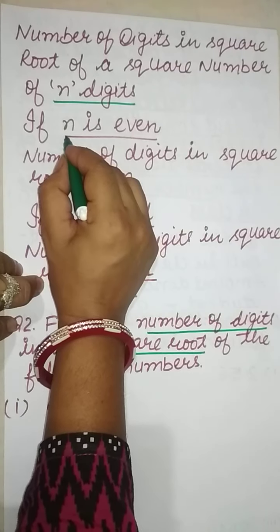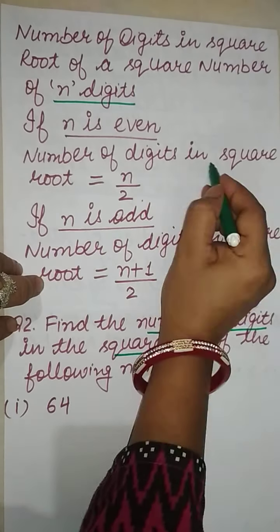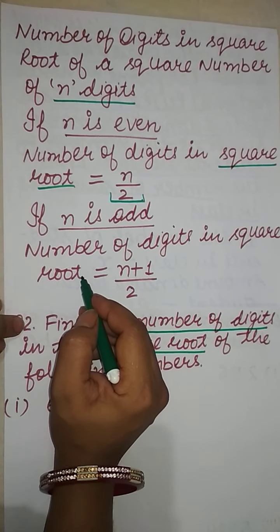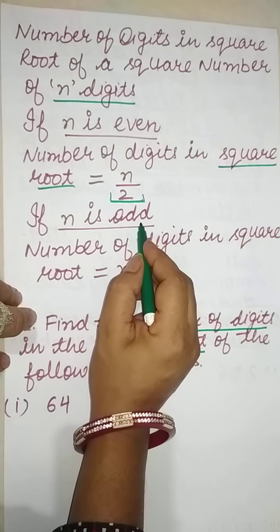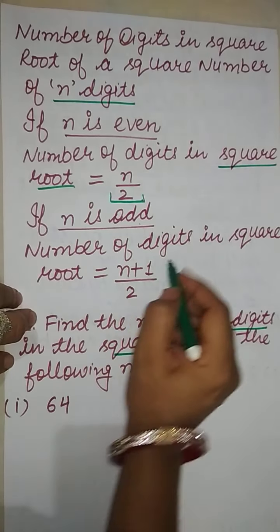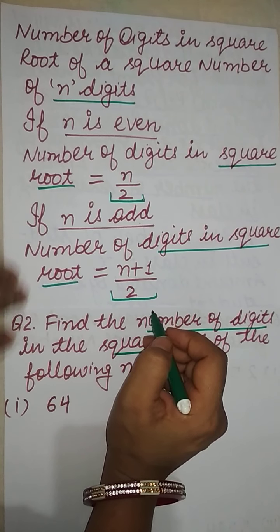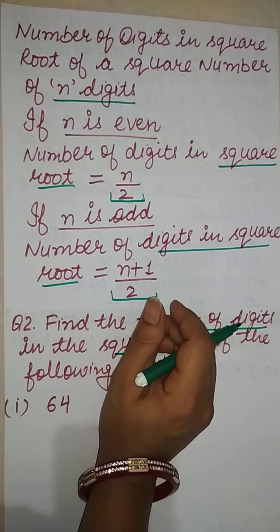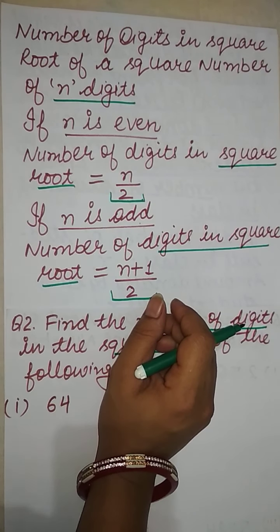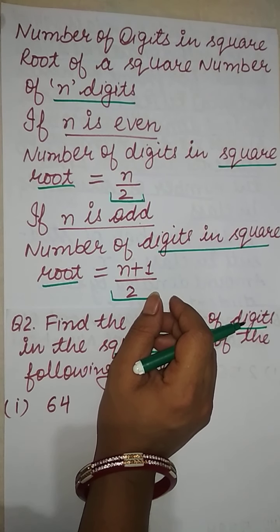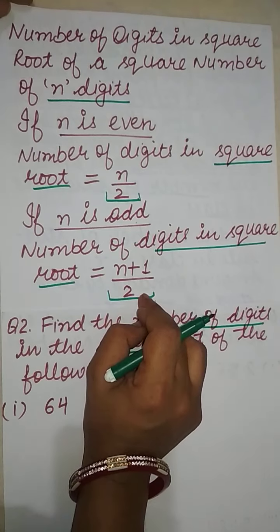If n is even, then the number of digits in the square root will be n by 2. And if the number of digits n is odd, then the number of digits in the square root will be n plus 1 by 2. That is, if the given number has an even number of digits, then the square root will have n by 2 digits. If the given number has an odd number of digits, then the square root will have n plus 1 by 2 digits.